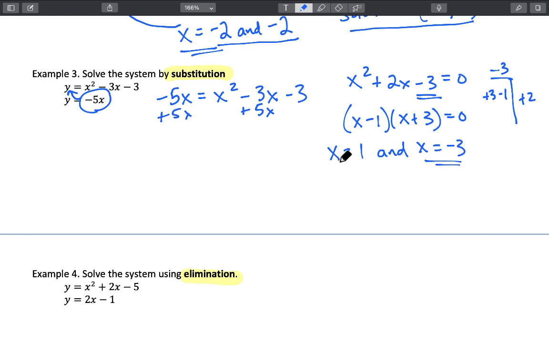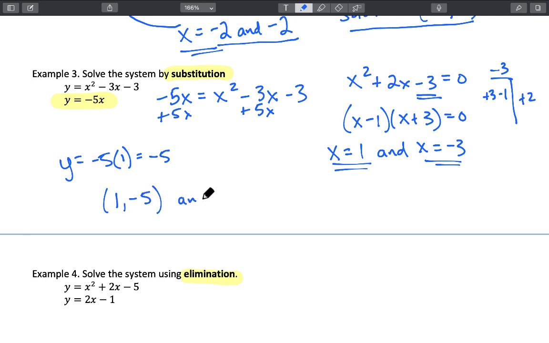Again, keep in mind, we're not done yet. We have to take these x values and plug them back in. Let's just plug them into this bottom equation here. This bottom equation tells me what y is equal to. It says y is equal to negative 5 times whatever x is. So when x is 1, my y is negative 5. So there's one solution, 1 comma negative 5. And then the second solution here is when x is negative 3, so negative 5 times negative 3, oh, that's positive 15. So the other solution is negative 3 comma positive 15.